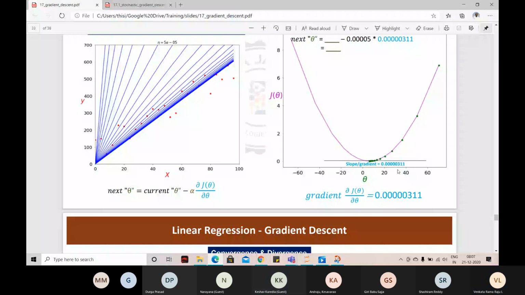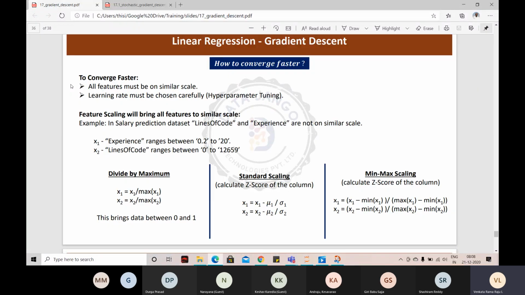Okay. So for the convergence to be faster, all features must be in similar scale. In the normal equation based approach, this constraint is not there. In the gradient descent algorithm, all features must be on a similar scale. What is scale? Do you remember what scale is?